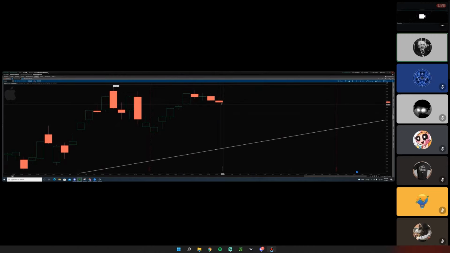I did swing some Apple puts 177.5 for this week. We'll see how that goes. It did come in all the way to 177.23. So this actually looks, if it takes this low here, that it might come down even more.